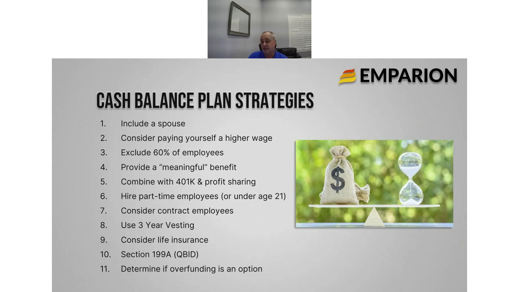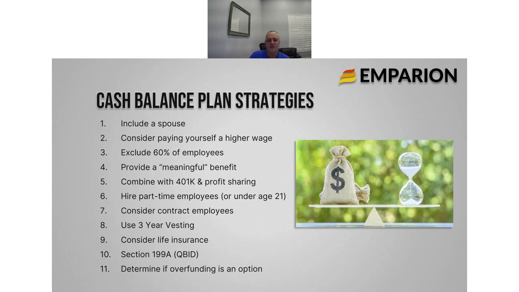Couple strategies we use to get numbers a little bit higher or more favorable include a spouse. If your spouse works in the business, consider paying yourself a higher wage. Again, that can typically allow you to get more in. We also can structure them to include 60% of employees. We have to provide a meaningful benefit to employees. We also can combine them with 401k and profit sharing plans. We also see clients that will hire just part-time employees or employees under the age of 21 so that they can keep them out of participating. We can use 3-year vesting. A lot of times people will use contract labor to get themselves out of these plans.